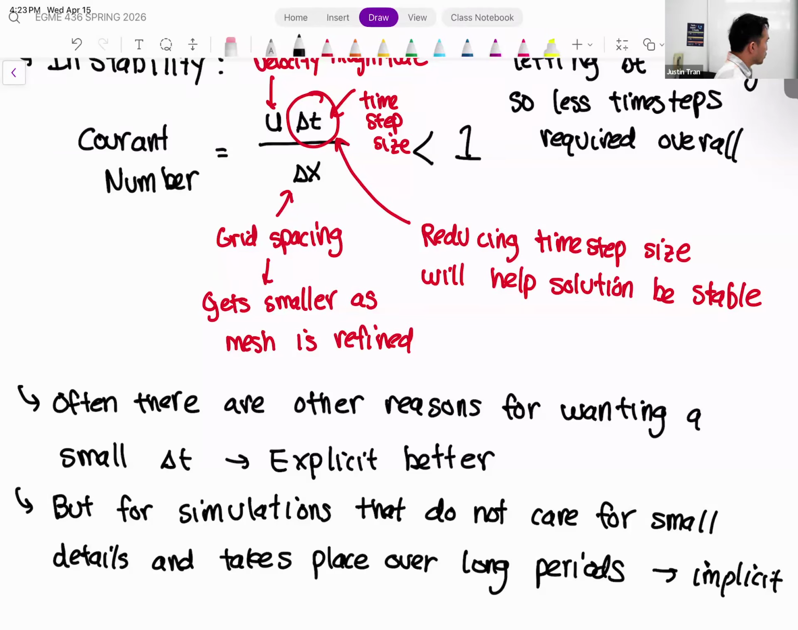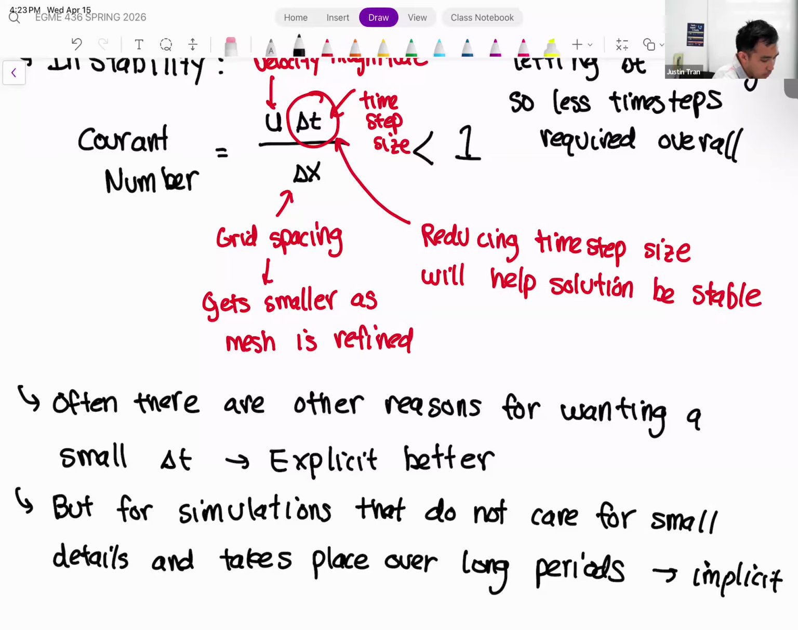Okay. So think of explicit and implicit not as one being superior to the other, but as different tools that are utilized in different applications. Any questions on explicit versus implicit time marching before we move on? Okay. All right, so let's do another example.